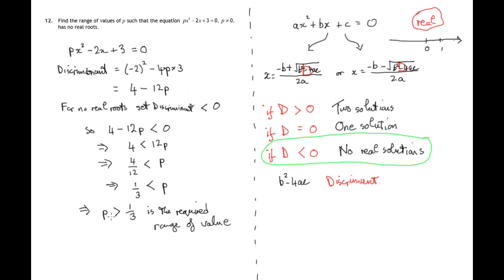So p can be any real number greater than 1/3. If that's the case, then this equation cannot be solved, in the sense you will not get real valued solutions to this equation.